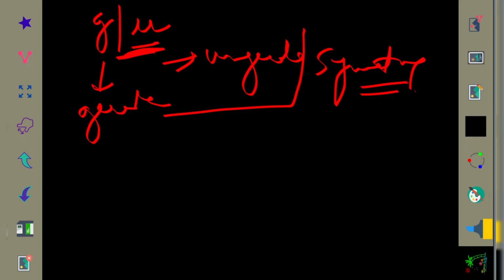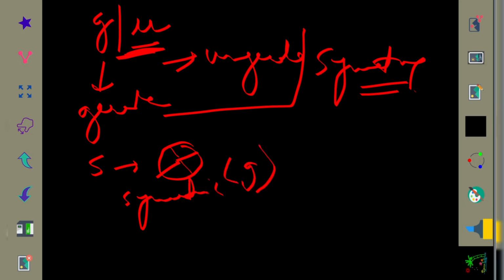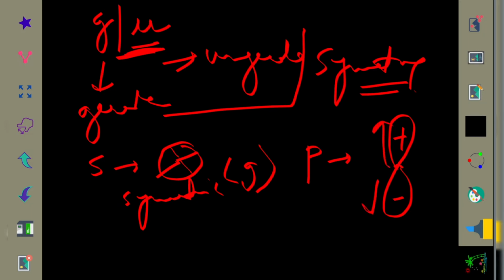For example, all of you know that the s orbital is spherical in shape. Wherever you move from the center, it will be similar. That means it is symmetric, that means it is gerade. Now come to the p orbital. The p orbital is dumbbell shaped. One lobe is positive, the other is negative. From the center, if you move upward and downward, it is not symmetric. That means this is ungerade.